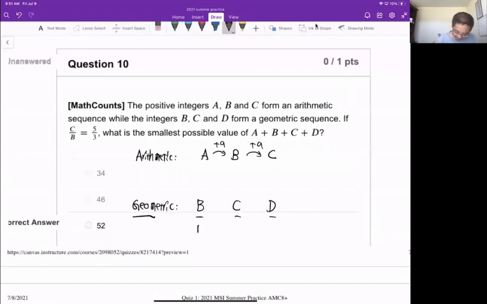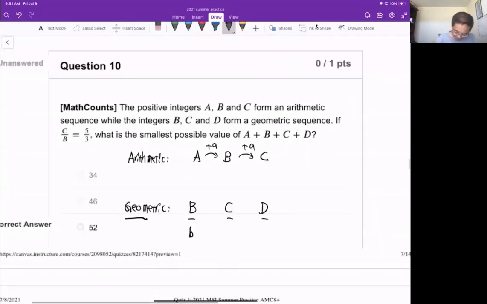If we let, for convenience, b be the value, so this is capital B, then c will be 5/3 times b. So here we have the common ratio is 5/3. And then if we move to d, we also multiply by 5/3. So that's 25/9 times b, which is d.